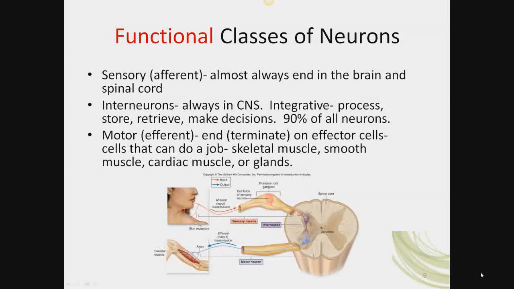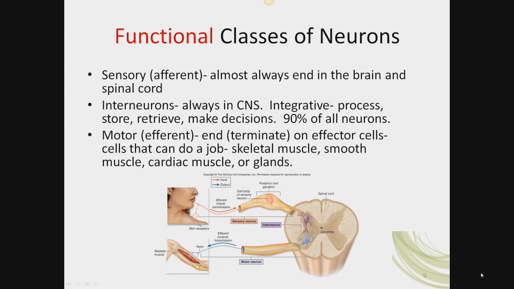Then there are interneurons. These interneurons are always fully contained in the central nervous system. No part of them is outside the CNS. And their functional use is that they are the integration neurons. These are the ones that have to retrieve the information. Remember, they're like me, the parent. They have to collect intel, right? Make a good decision and then send that output command. 90% of the neurons in your body are of this kind.